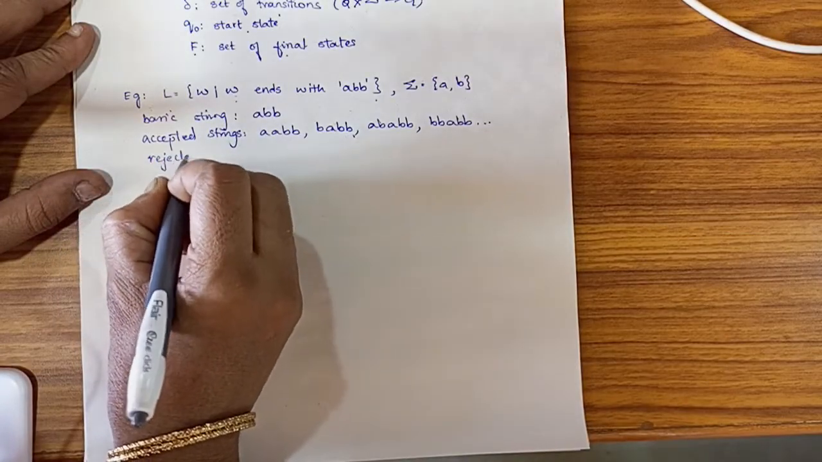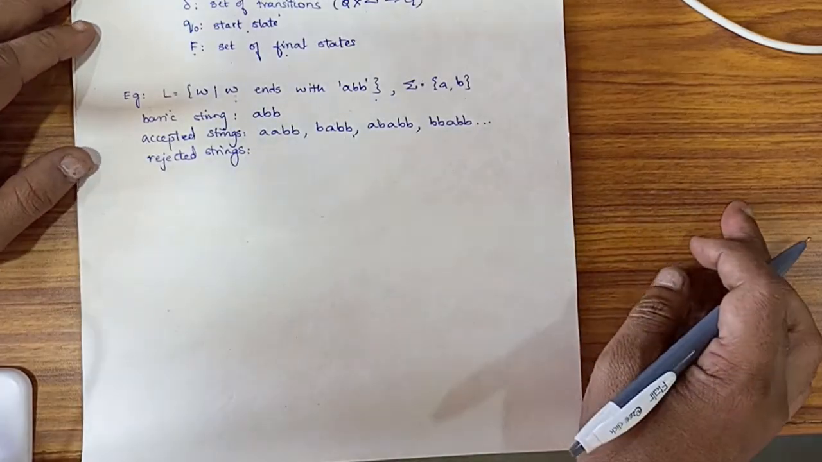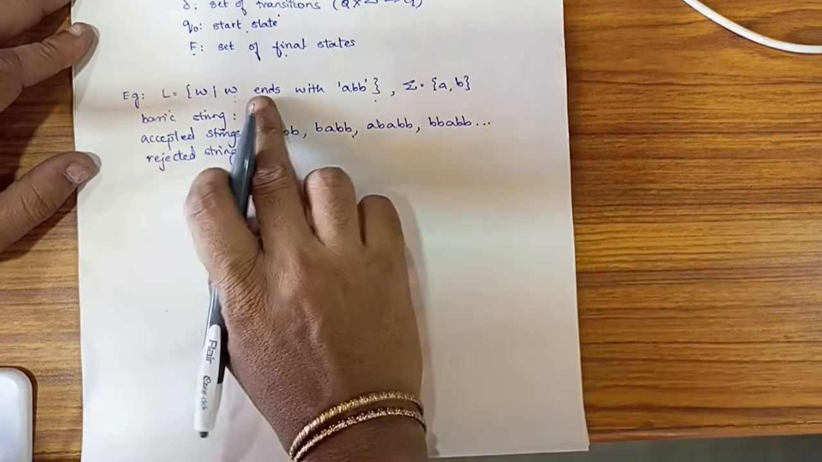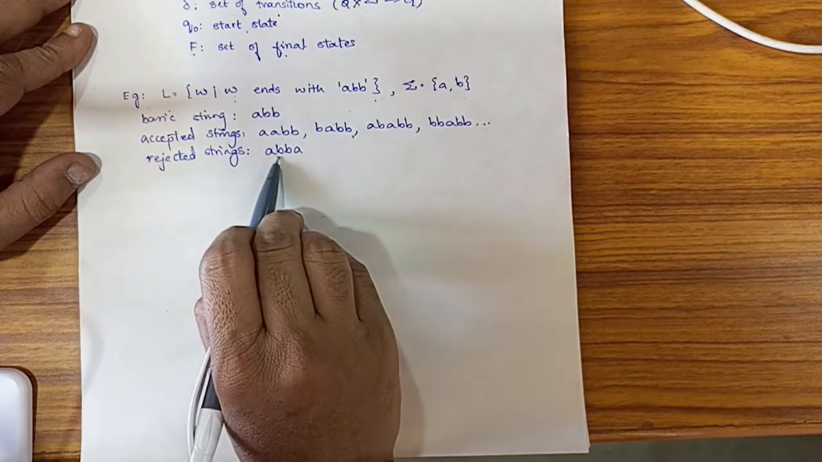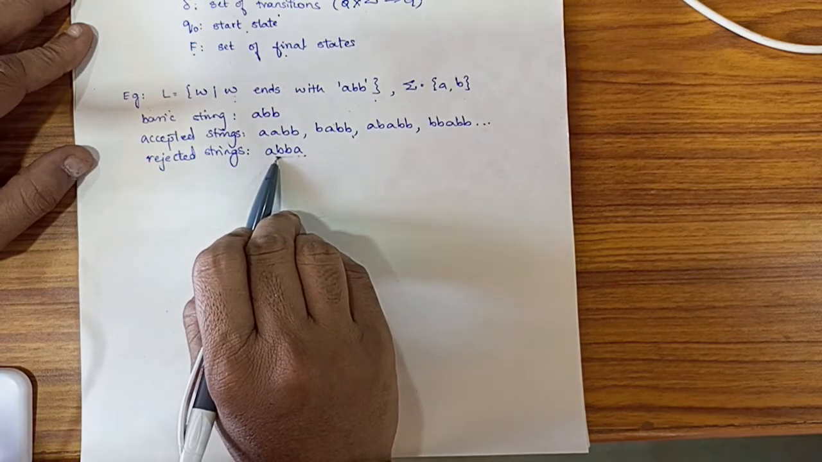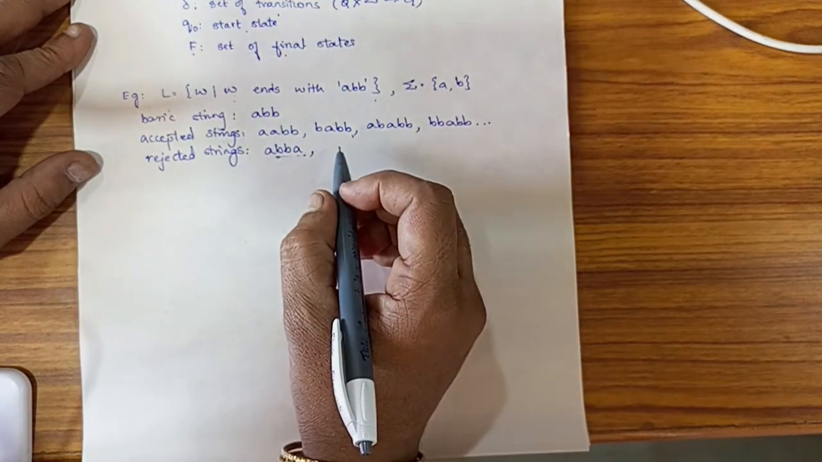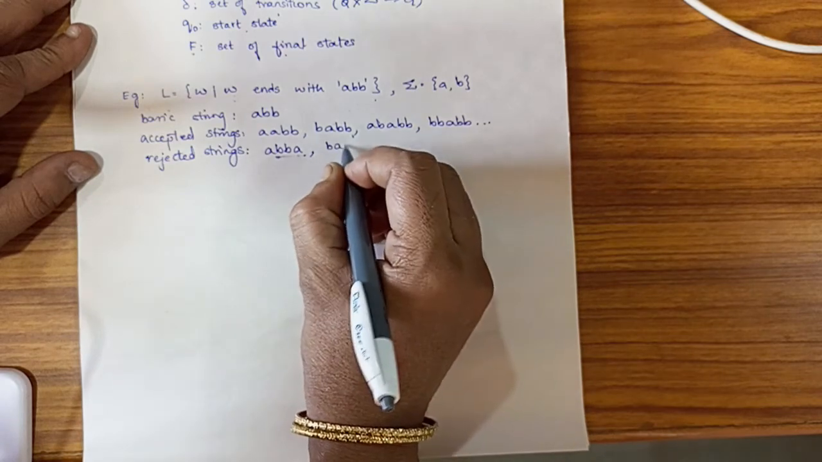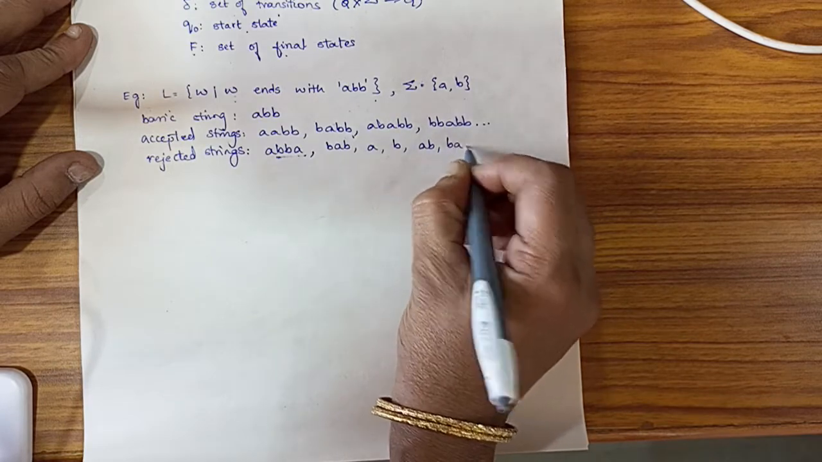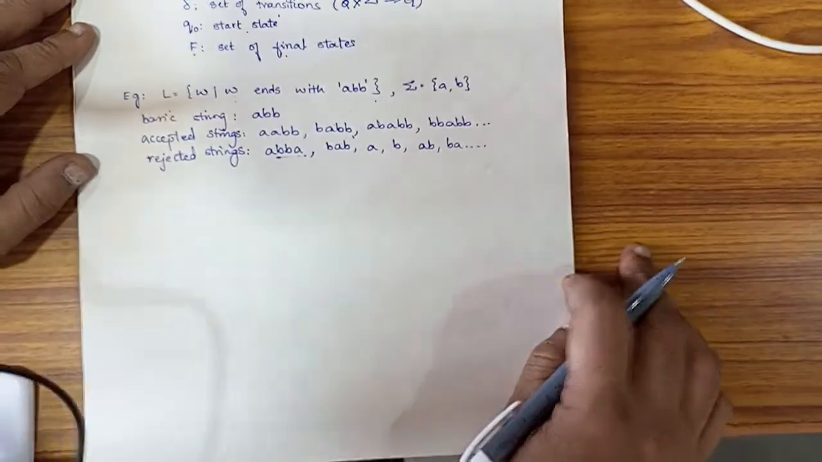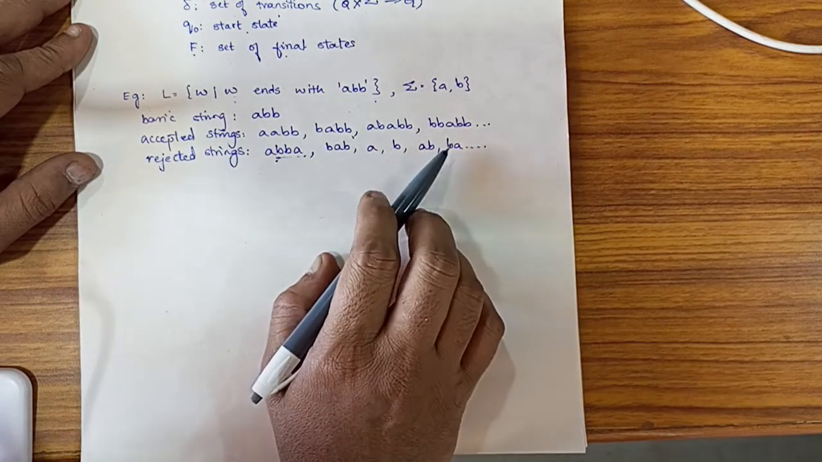What will be the set of rejected strings? That is what should not be accepted by this DFA. Since the condition says ends with ABB, if I end the string with anything other than ABB, say the last 3 characters are BBA, that means it is an invalid string, and it should not be accepted by the DFA that I'm going to design. Again, this is also an infinite set. Basically, any combination which does not have the last 3 characters as ABB should not be accepted by this DFA.